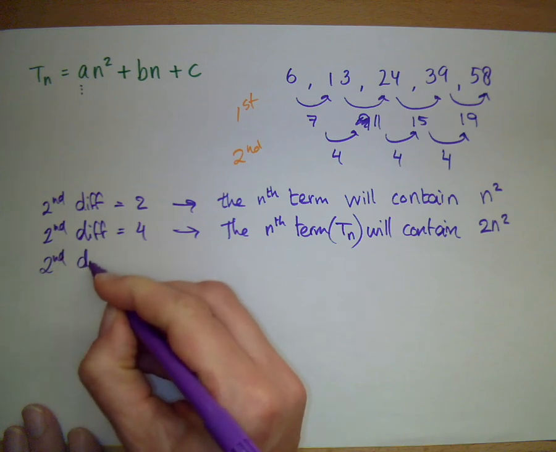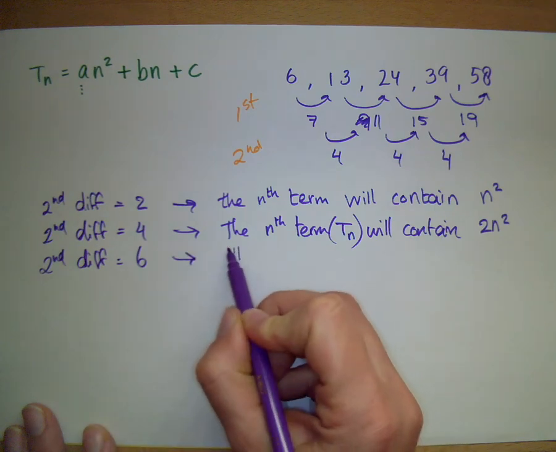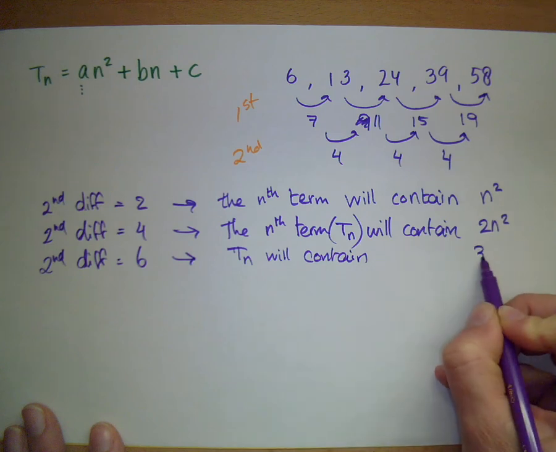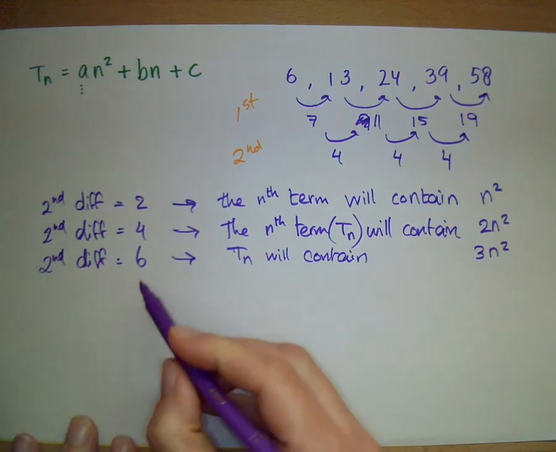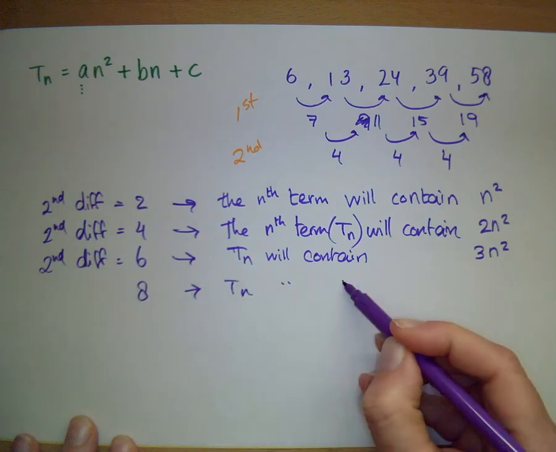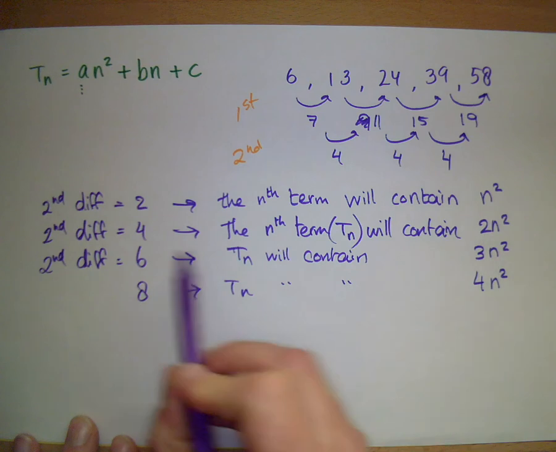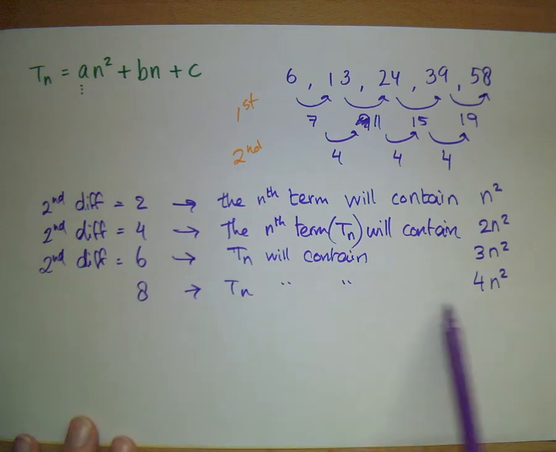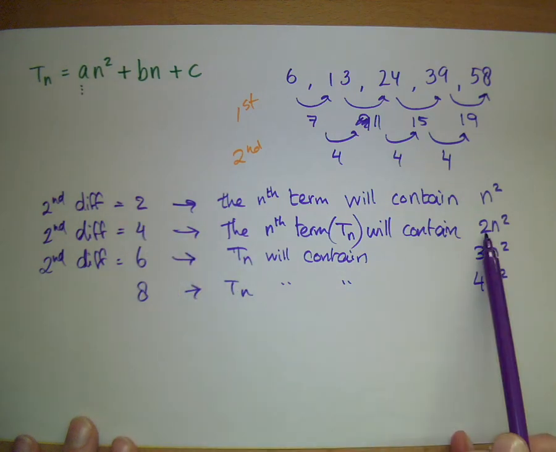When the second difference, it's a bit like magic, isn't it? When the second difference is 6, the nth term, so tn, will contain 3 times n squared. And so on, and so forth. So when it's 8, tn will contain 4n squared, right? 3 times 2 is 6. 2 times 2 is 4. 1 times 2 is 2, etc. This is nice to remember so that you can just find these second differences and see, oh, okay, it's 4, so I already know that my a is going to be 2, right?